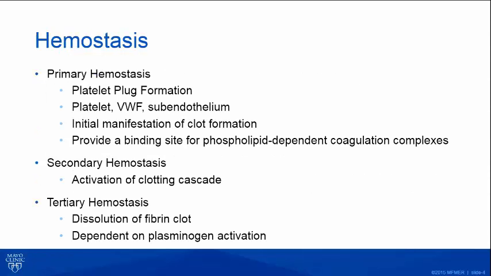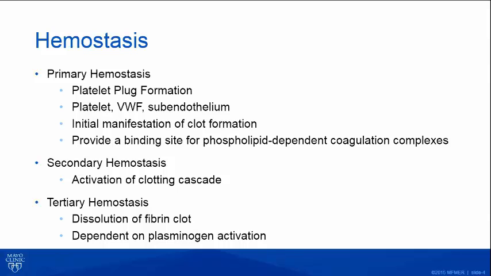So hemostasis is composed of three phases: the primary, secondary, and tertiary. What happens in primary hemostasis as an end result is platelet plug formation, which results from the intricate interplay of platelets, von Willebrand factor, and subendothelium. It's an initial manifestation of clot formation. However, this clot is still loose and unstable. Secondary hemostasis occurs on top of the platelet plug: the coagulation cascade, with formation of a fibrin mesh that strengthens and tightens the blood clot to stop bleeding.